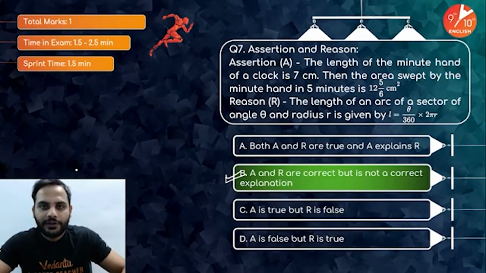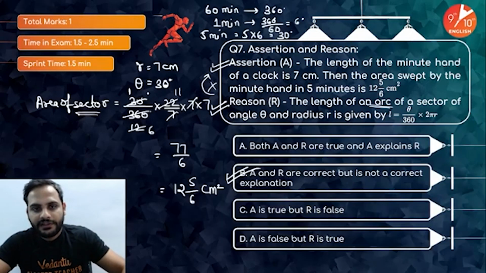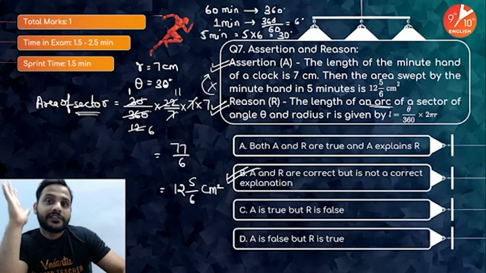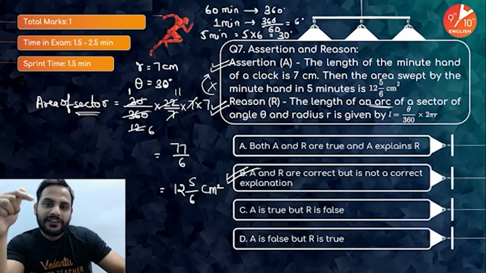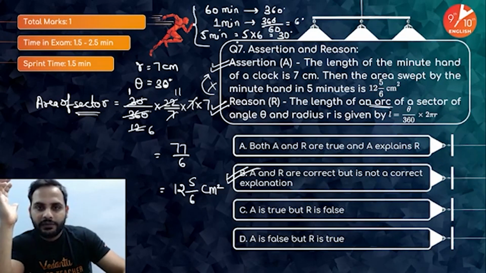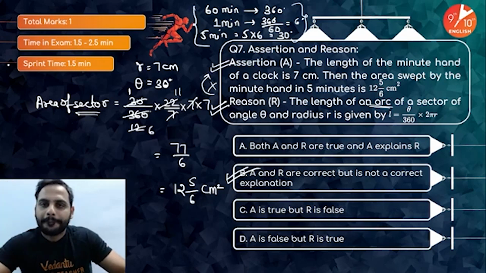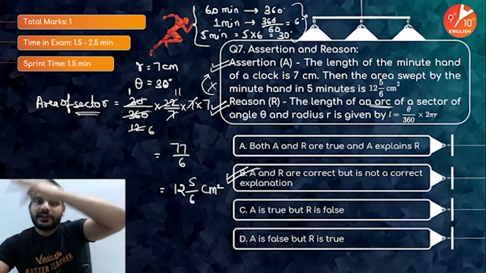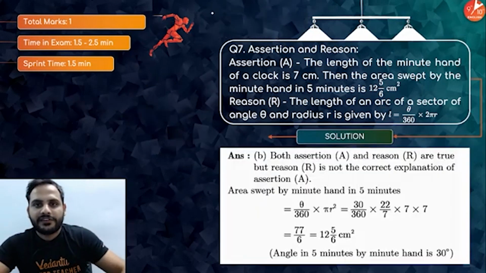So the major important thing over here is understanding that every 1 minute the angle moved by the minute hand is 6 degrees. Okay, so in 5 minutes the angle will be 30 degrees. Finding out the angle is the important point over here. And how do we find it out? One complete revolution is 60 minutes. So 60 minutes means 360 degrees. 1 minute will mean 6 degrees only.